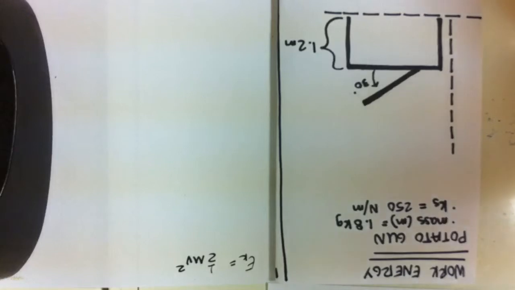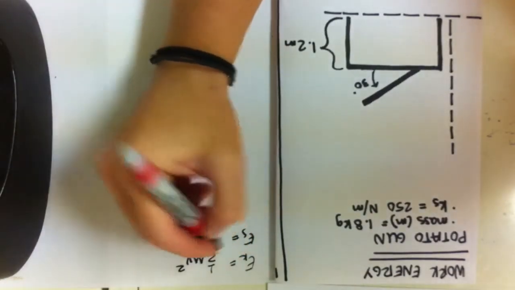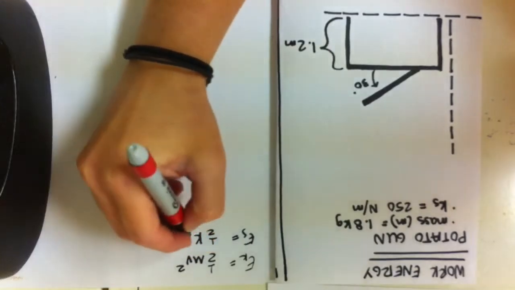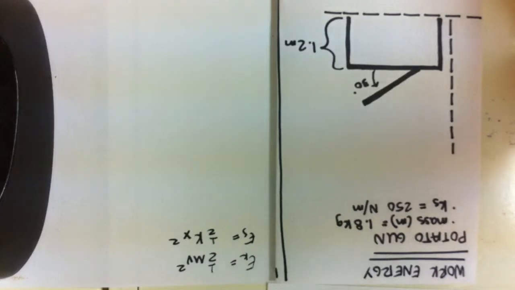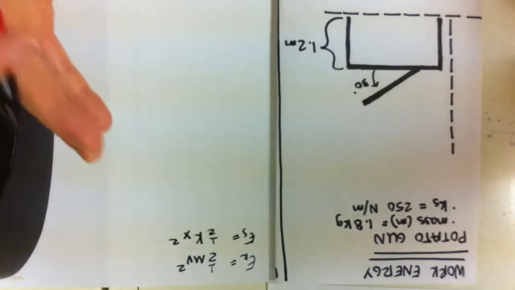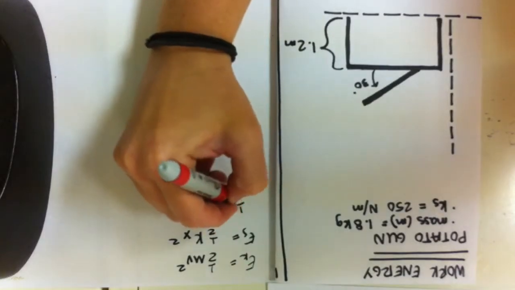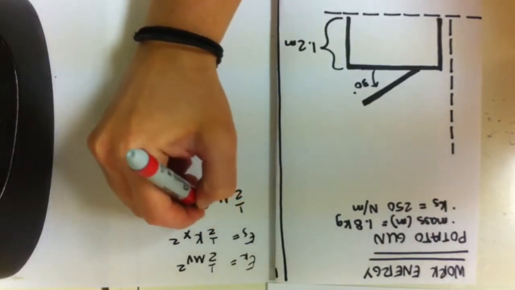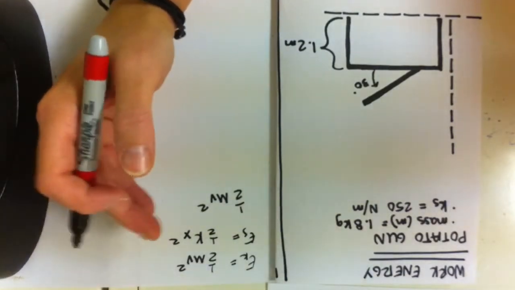Now, we look at that and we can also say, well, what about our spring? So, the potential energy for our spring is 1/2 kx squared. And since the potato is not moving, it has not left, we can therefore assume that the kinetic energy is going to be equal to the spring potential energy, after that spring is actually compressed.